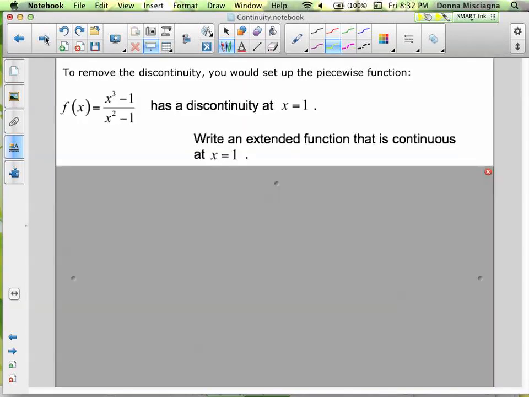So I have one more example here. To remove the discontinuity, so here we have a discontinuity at 1, right? If I plug 1 in the denominator, whoo, that's a problem. And so is -1, right? But the one at 1 is removable, and the one at -1 is not removable.